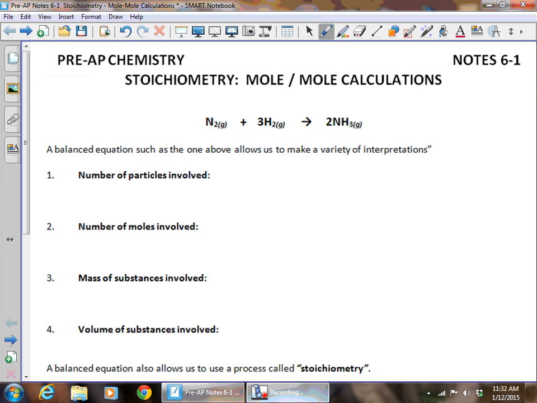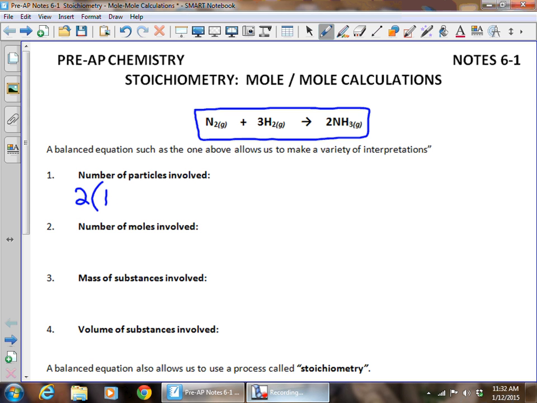Today we want to talk about stoichiometry, and stoichiometry is a way of calculating amounts of substances that are formed in a chemical reaction. When we deal with a balanced chemical equation, which we must have in order for us to be able to do a stoichiometry problem, then we can tell a lot of things about the reaction based on this balanced equation.